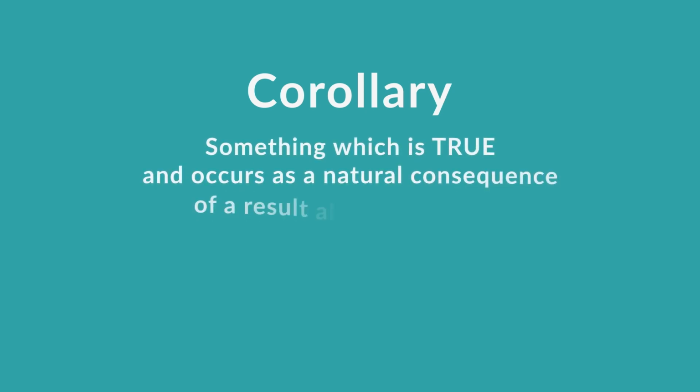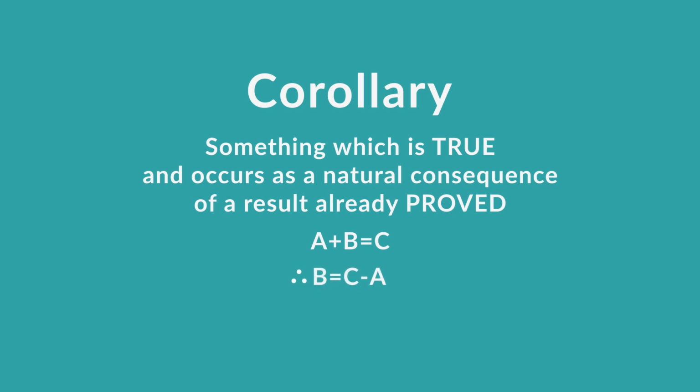When someone talks about the corollary of something, they are talking about something that you know is true because of some other thing that has already been proved. For example, if you'd proved that A plus B equals C, you can see that B has to therefore be equal to C minus A. This is the corollary of the original proof.